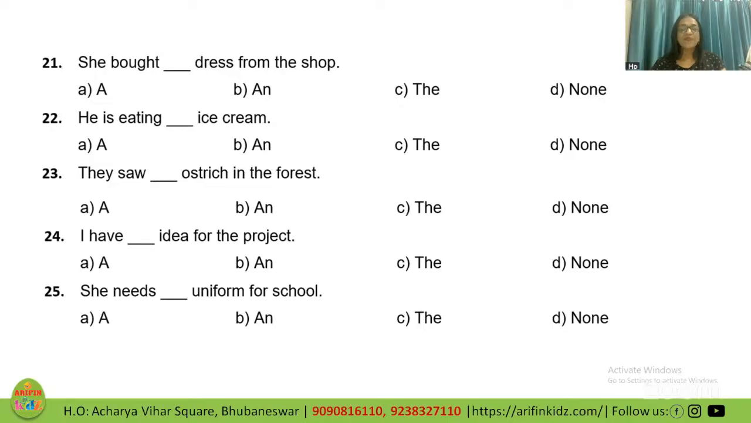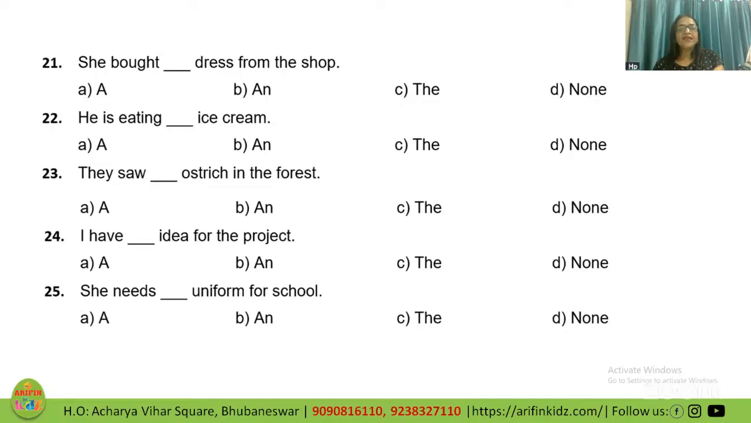Okay. So now I have the answer, okay, 24B. Very good. All are giving the correct answer. I have an idea for the project. So idea begins with I and the vowel sound comes, so an idea. Let's come to question number 25.